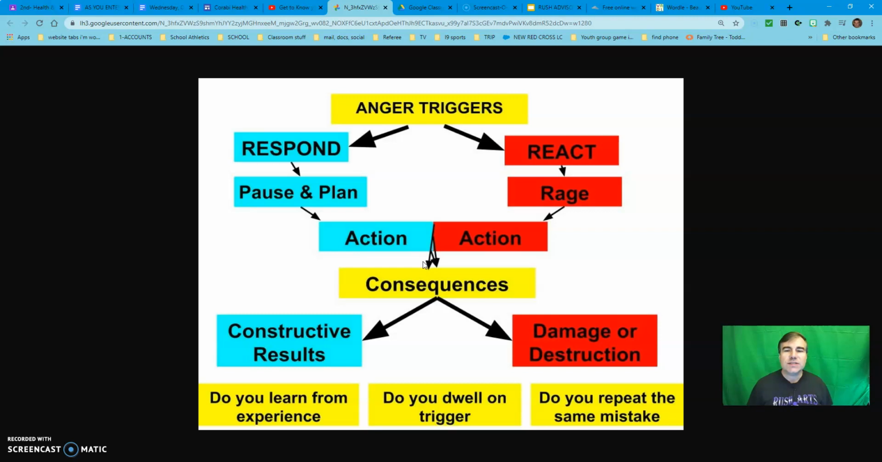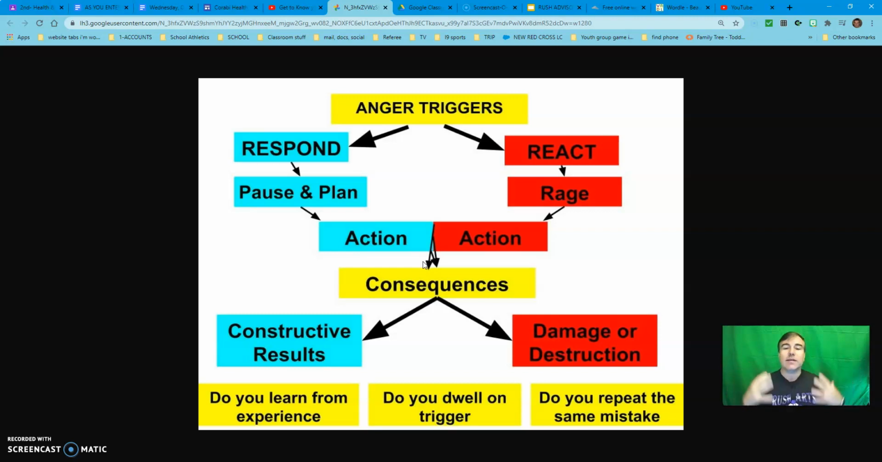If you respond, then you stop. You pause and you make yourself a plan. That goes into an action. So it's kind of like a timeout. And even though these are very simplistic elementary school examples, it's kind of like when we say, take a walk, take a deep breath, count to 10 or count to whatever. Go do something to remove yourself from the trigger, the stimuli that's causing you to be angry.